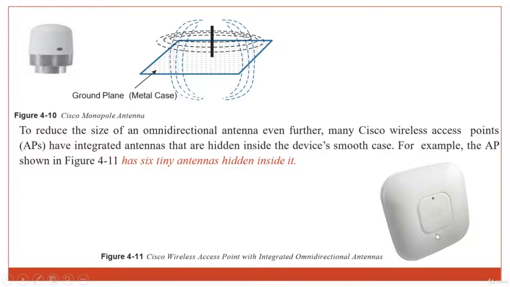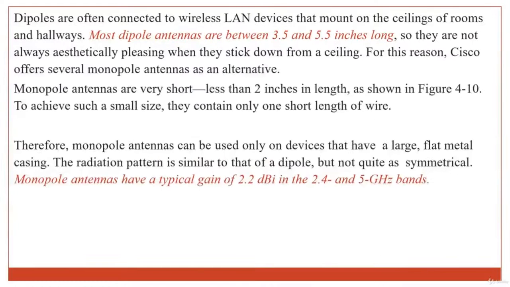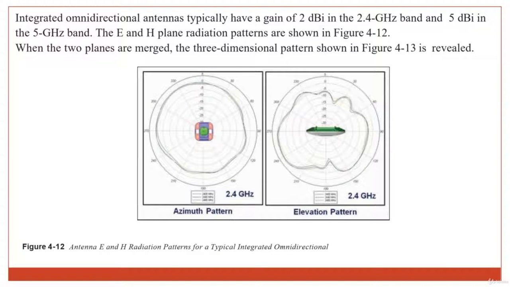Cisco is a big vendor for networking, and one of the APs inside Cisco has six tiny monopole antennas in their access point. By the end of this section, we have a summary of whatever we are going to discuss here. So in the summary section, we'll learn more about that.